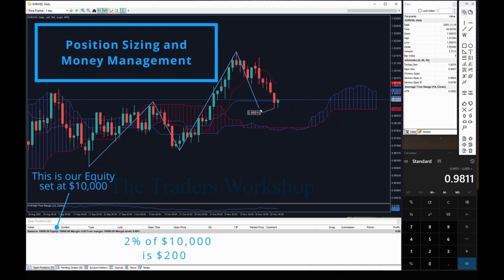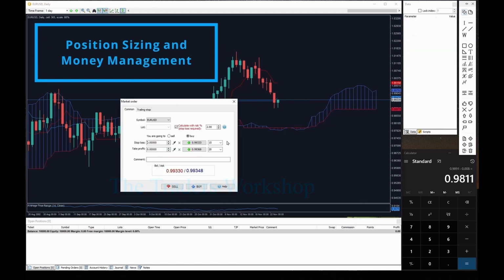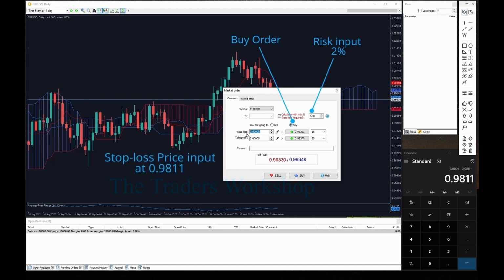Let's call our order pop-up window, and execute our order. We will be risking 2%. This is a buy order. Let's input our stop-loss price at 0.9811. And let's review our order one more time.